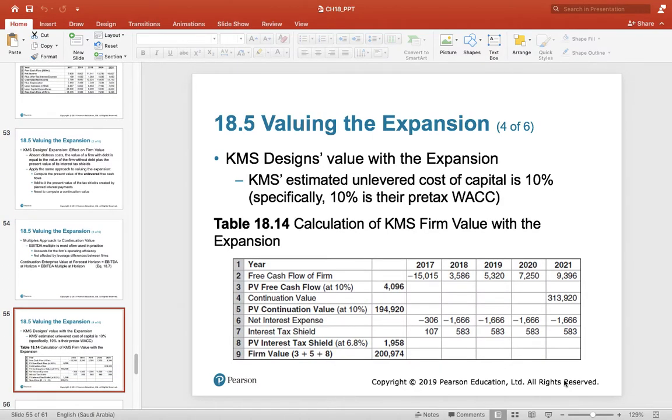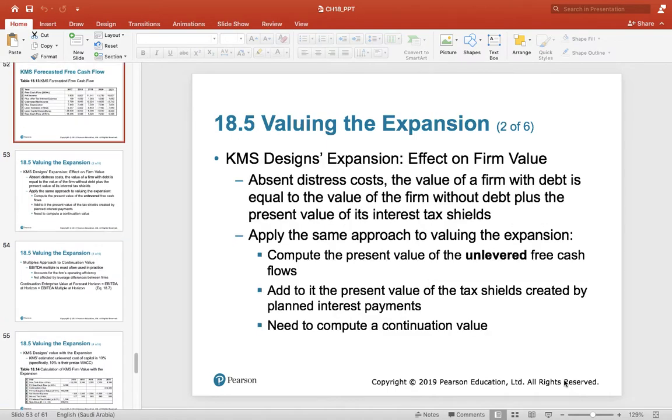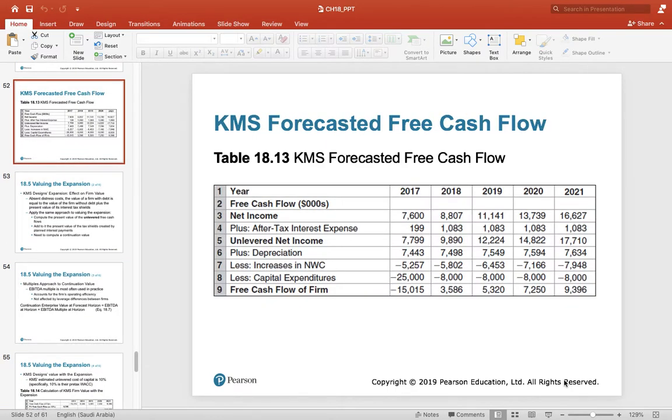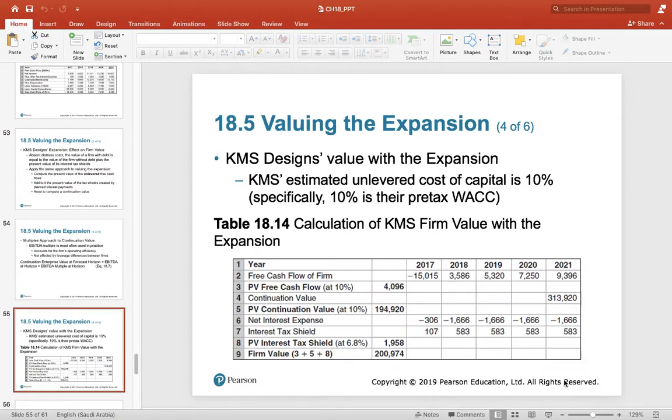So here, the free cash flows we calculated are 15,015, 3586, 5320. That is the free cash flow. Start from there. Calculate the present value of the free cash flows at 10%, as given above. Our WACC is 10%. Therefore, present value of free cash flows at 10%. The free cash flows of 15,015, 3586, 5320, 7250 give 4096.